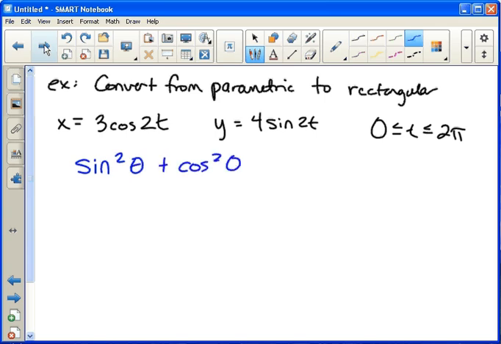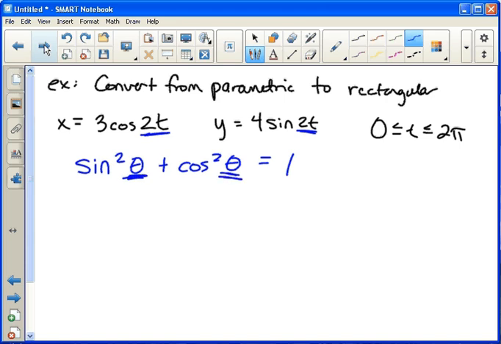Now if you notice, this is just theta, and these have 2 t's. Well, that's okay. As long as what's inside is the same, you can still do this. This identity holds as long as these two are the same. Because if you think about it, we're just saying, oh, okay, well, theta is equal to 2t. So as long as the insides are the same, this works.